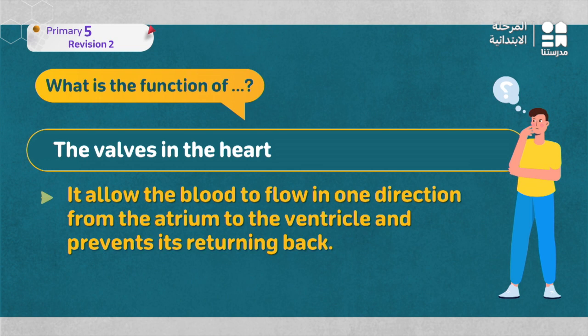تمنع ان ايه؟ ان البلاد يرجع تاني لفوق. يبقى تاني هنا the valves of the heart. ليه في valves في الهارت؟ To allow the blood to flow from the atrium to the ventricle and prevents it from returning back. طب ده بالنسبة للفالف.